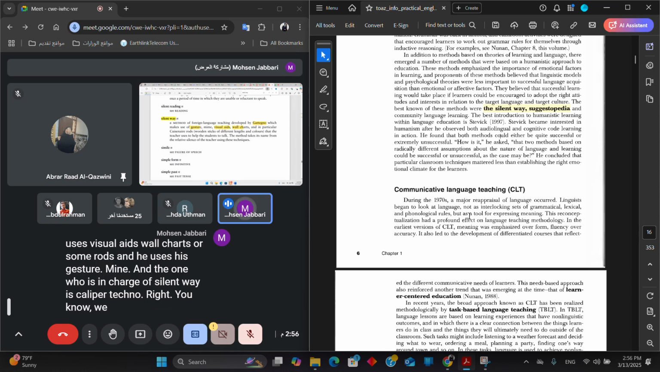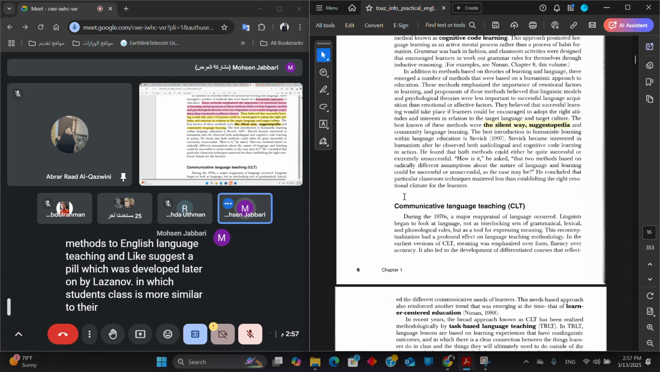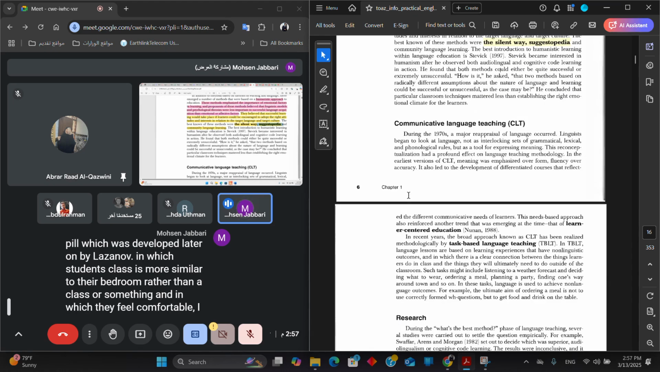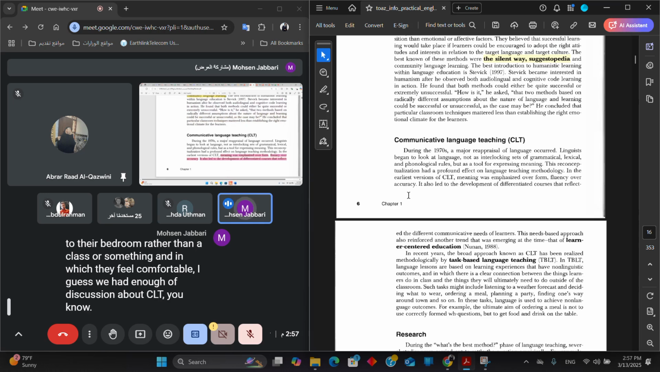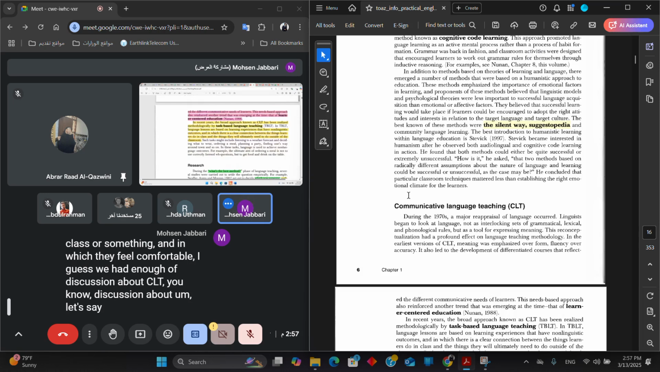We have different methods of English language teaching, like Suggestopedia, which was developed later on by Lozanov, in which a student's class is more similar to their bedroom rather than a class, and in which they feel comfortable. I guess we have had enough discussion about CLT and about bilingualism. What is new here, and I guess you have already heard of it, is going to be task-based language teaching.